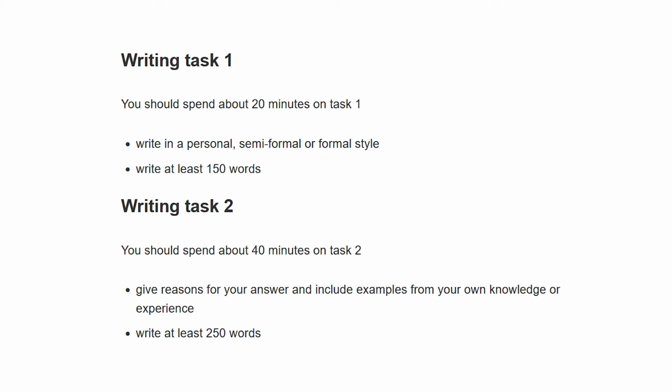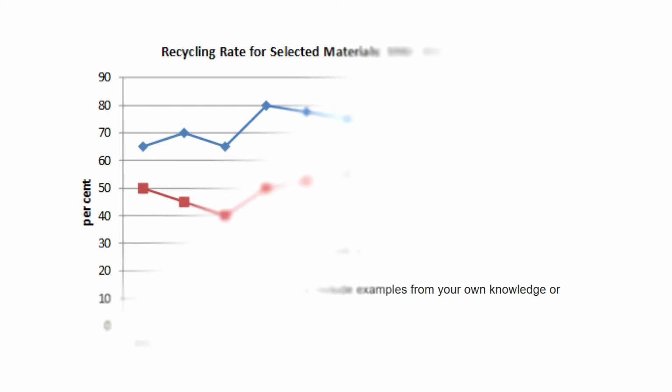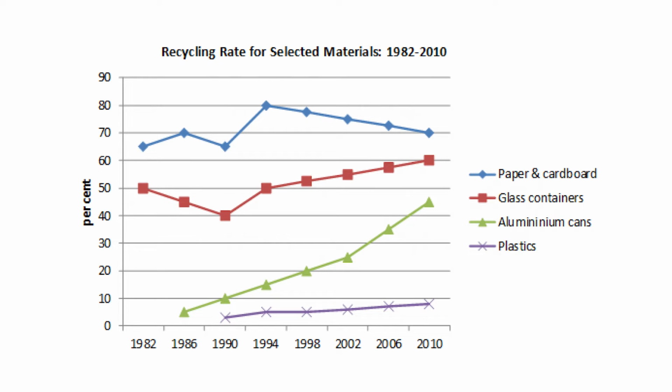For the first task, the academic and general training versions have different prompts but are evaluated with similar grading rubrics. In the general training version, students will need to judge whether they should write either a formal, semi-formal, or informal letter based on the prompt. In the academic version, students need to write a report on a chart or table, such as a bar chart, pie chart, or line graph.